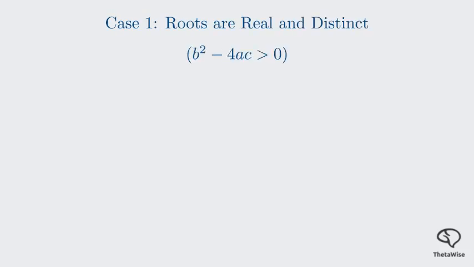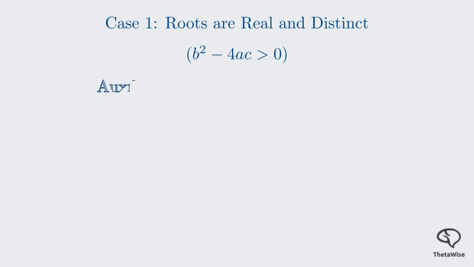Case 1. The roots are real and distinct. This is a very common scenario. This happens when the discriminant of our quadratic formula, which is b squared minus 4ac, is greater than 0. We will get two different real numbers for m. Let's call them m1 and m2.